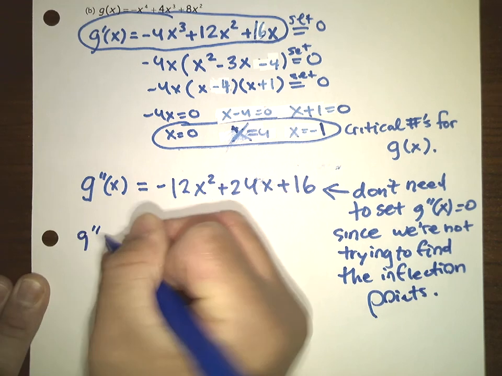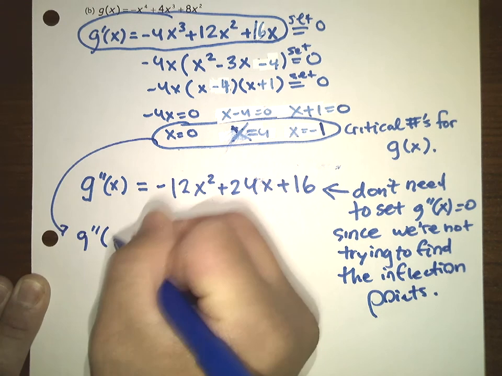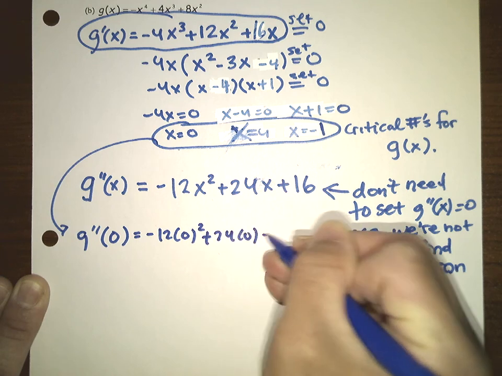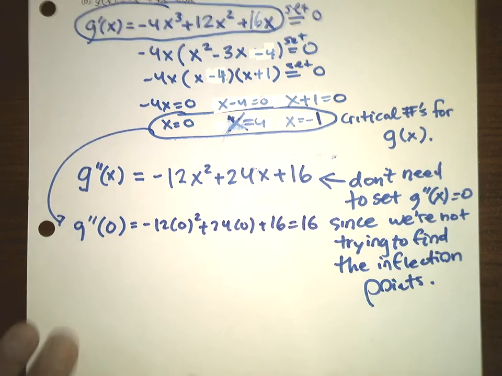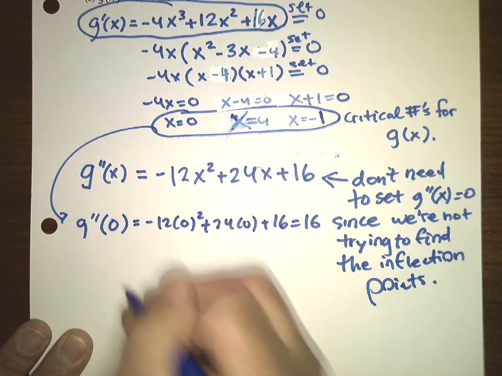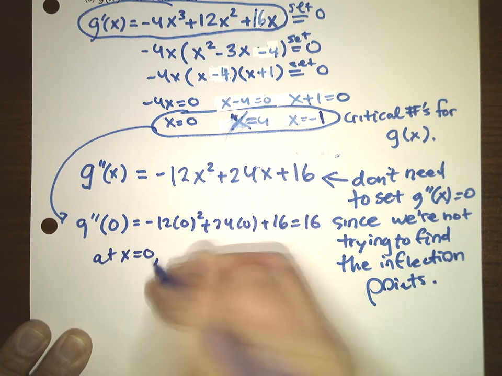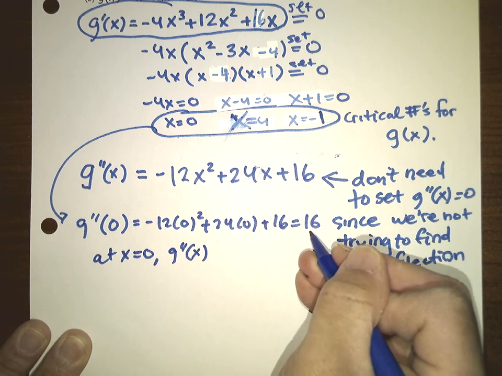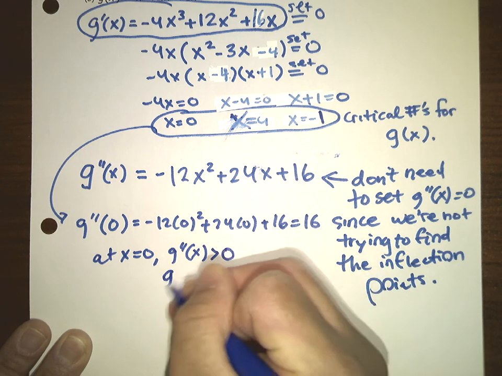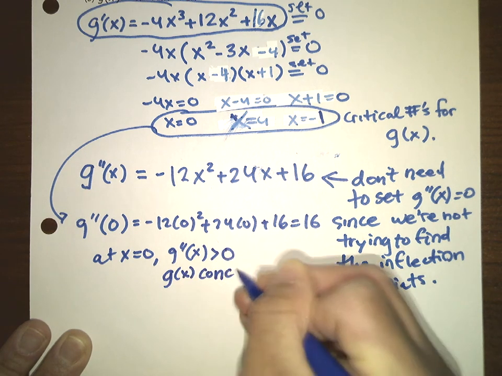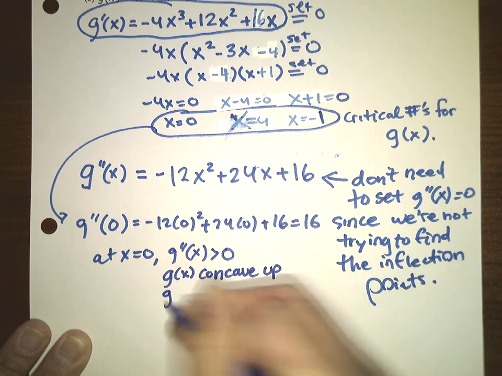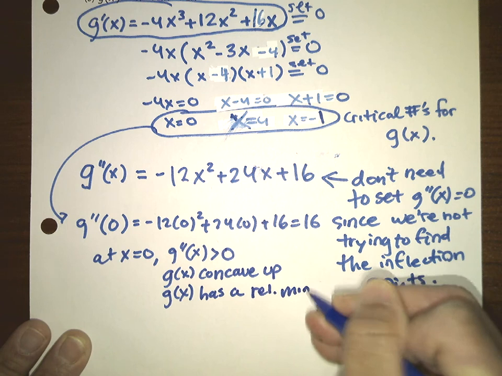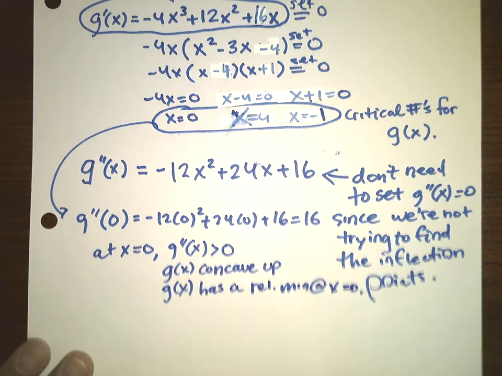So g double prime of the first one, 0, will be negative 12 times 0 squared plus 24 times 0 plus 16, which is 16. So at x equals 0, g double prime of x is positive. It's 16. That means that g of x is concave up, and that means that g of x has a relative minimum at x equals 0.